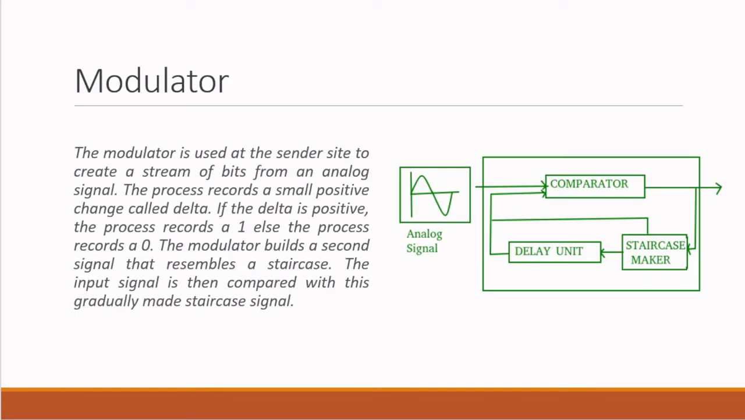Modulator. A modulator is a device which is used at the sender's side to create a stream of bits from an analog signal. The process records a small positive change called delta. If the delta is positive, the process records a 1, else the process records a 0. The modulator builds a second signal that resembles a staircase. The input signal is then compared with this gradually made staircase signal.